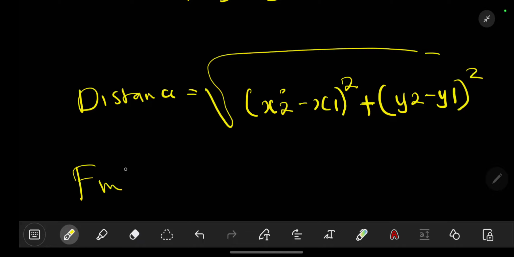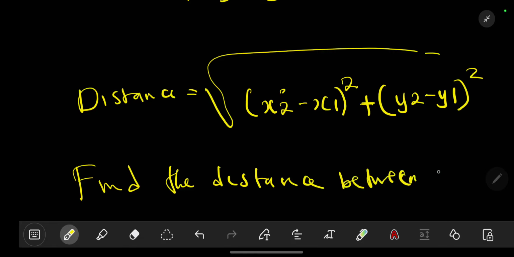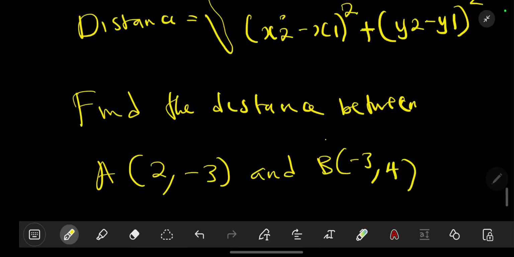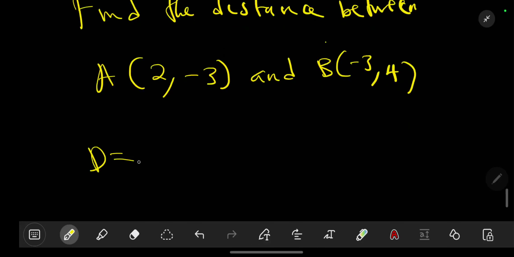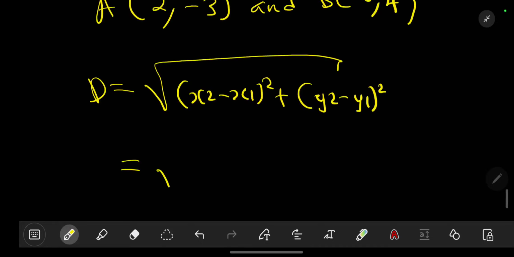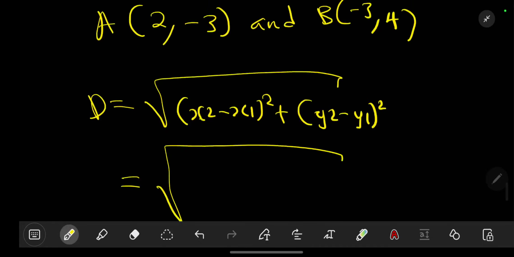Let's say we have been told to find the distance between A and B. A has got 2, -3, and B has got -3, 4. So how do you find this? We are going to say distance is equal to the square root of x2 minus x1 squared plus our y2 minus y1 squared, like that.